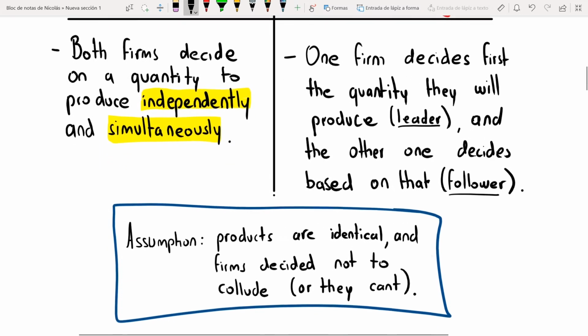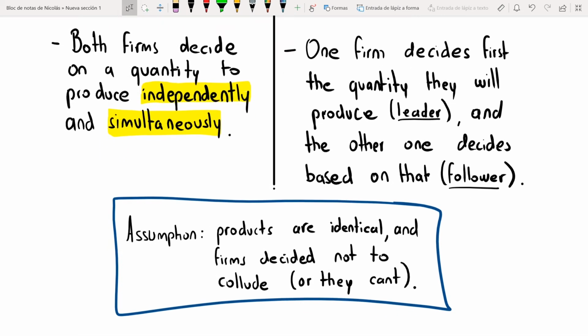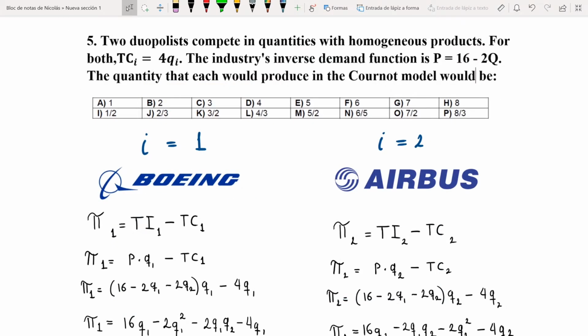For these two models to work, we have to make the assumption that products are identical and that firms decide not to collude, or they can't. As I said at the beginning of the presentation, sometimes in some countries collusion is illegal. So now that we've explained the basics of oligopoly and Cournot's and Stackelberg's model, we can proceed to solve the problem. Problem 5 says, two duopolists compete in quantities with homogeneous products.